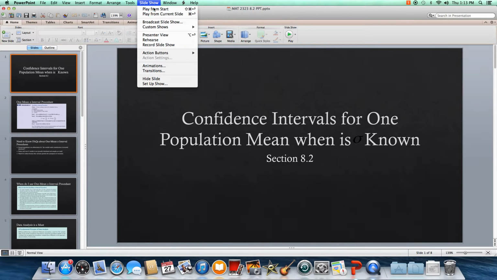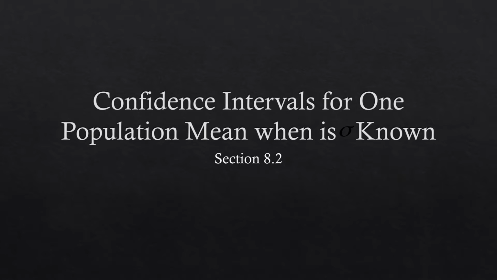Section 8.2 is our next one: Confidence interval for one population mean when the standard deviation is known. When the standard deviation is known. I think I got that backwards. Okay, so forgive me for that.